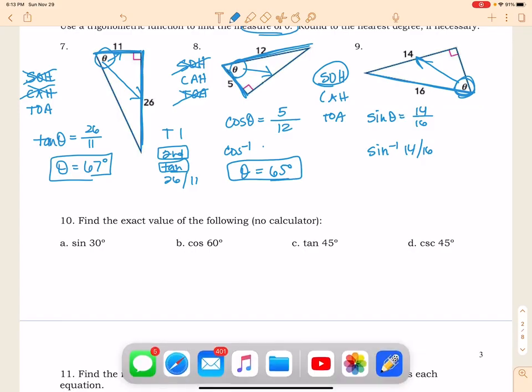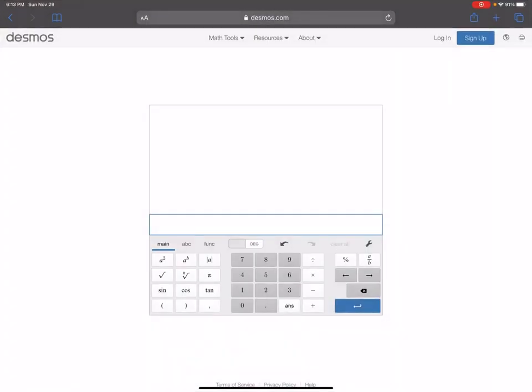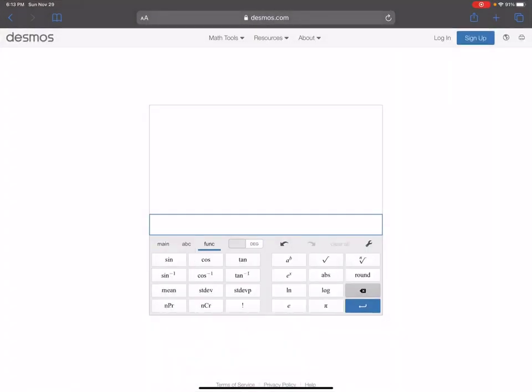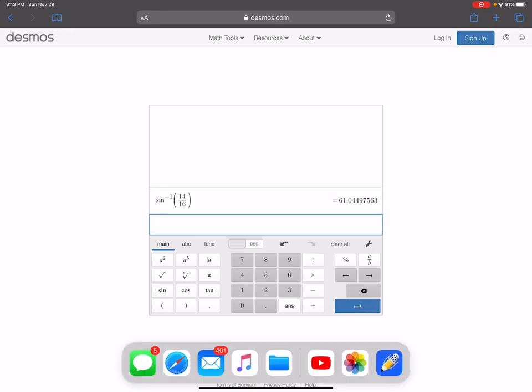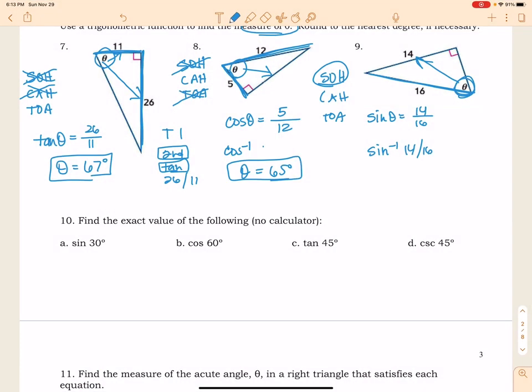Go to your calculator again, clear that. Function, sine inverse, go to the main, and then 14 divided by 16. And it gives me 61. So theta equals 61 degrees. And if you'll notice, all of these angles make perfect sense in your right triangle. So that's how you do that.